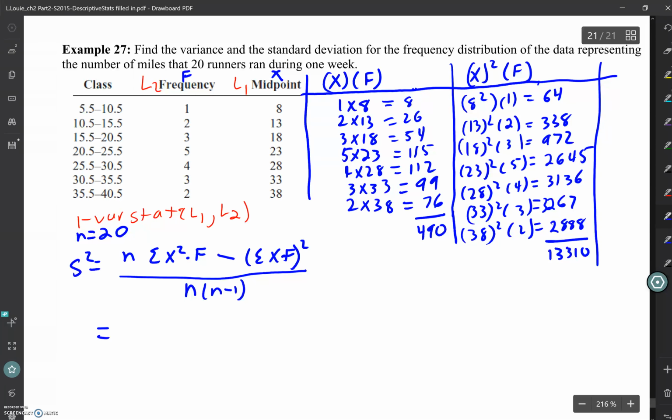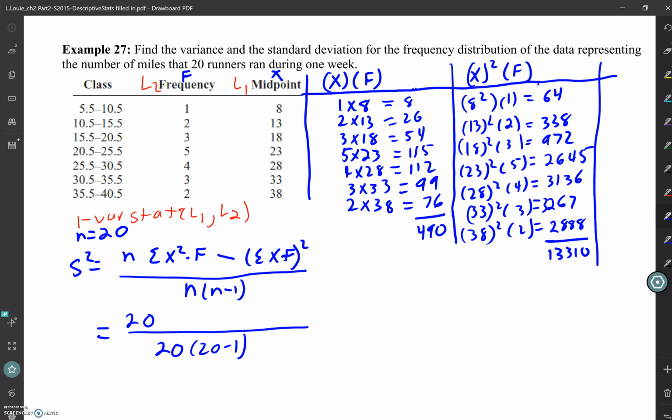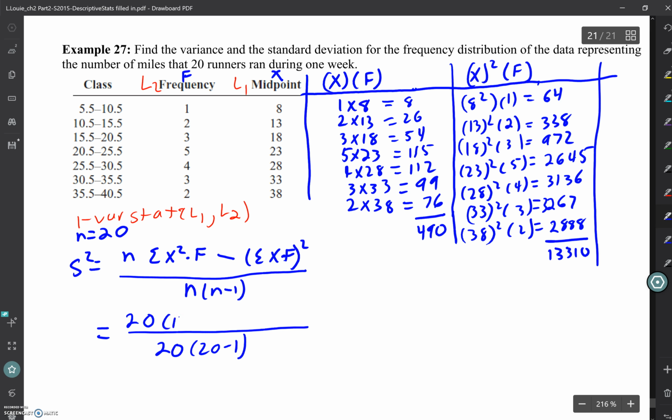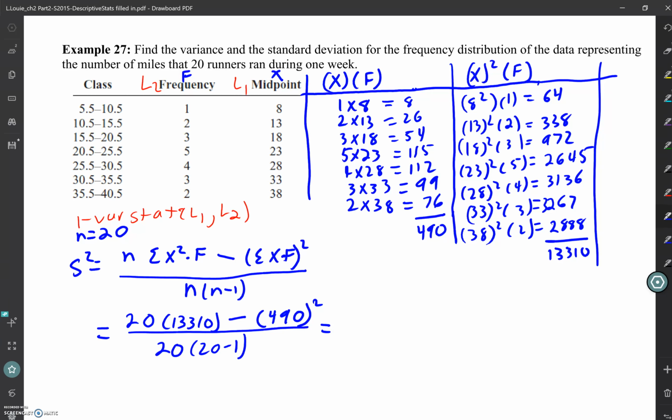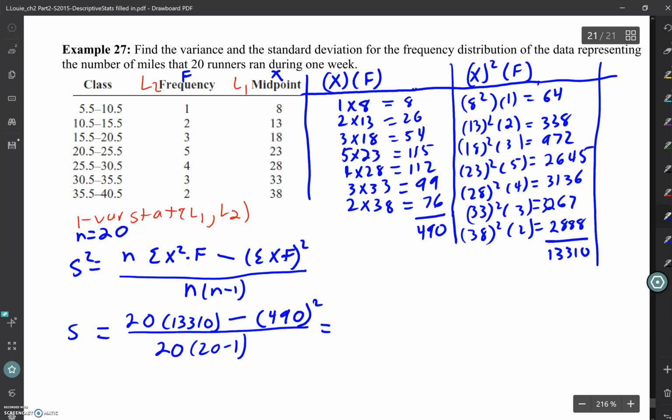So I'm going to fill in each of those pieces. My n is 20, so everywhere I have an n, I'll put my 20. And then the sum of my x's squared times the frequencies is that 13,310. And we're going to subtract from that the sum of the x's times the frequencies, which is our 490, and I want to square the 490 in the end. So it's not pretty, but it's doable. Now let's see what our variance equals.